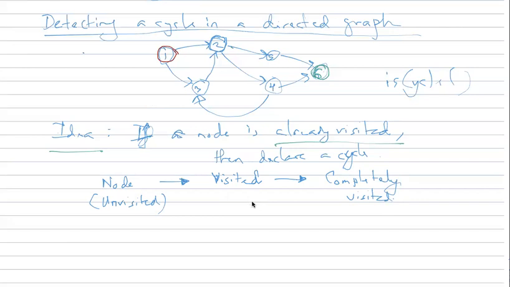Is this point clear? Okay, so now for the sake of this example, this example did not have a cycle to begin with. Let's introduce a cycle.